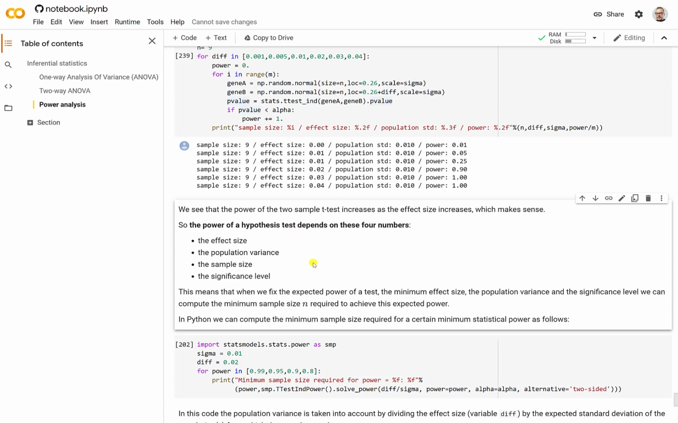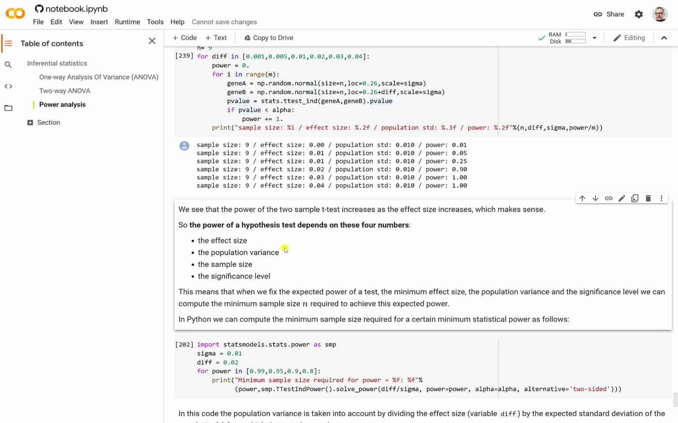Okay, and so what's important to notice here is that the power of a hypothesis test, right, depends on these four numbers. So we have the effect size, I've shown you that. We have the population variance, I've shown you that. We have the sample size, I've shown you that. And of course, we also have the significance level, which actually determines how to compute the power.